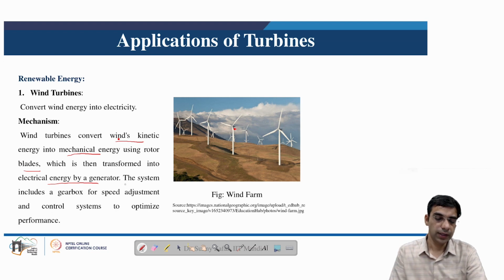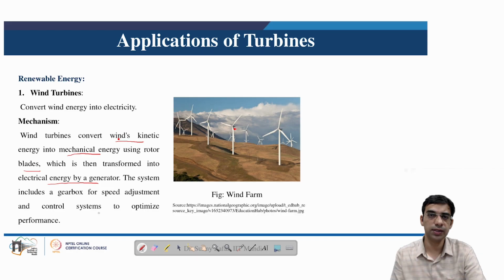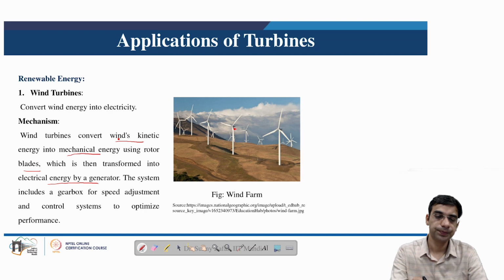Along with the generator, there is also a gearbox to adjust speed, and there may be control systems to optimize the performance of the wind turbine, as the wind condition, direction, and speed are constantly changing. This optimization has to be done using control systems which control the angle of attack and pitch of the blades, so the optimal generation of energy can take place.